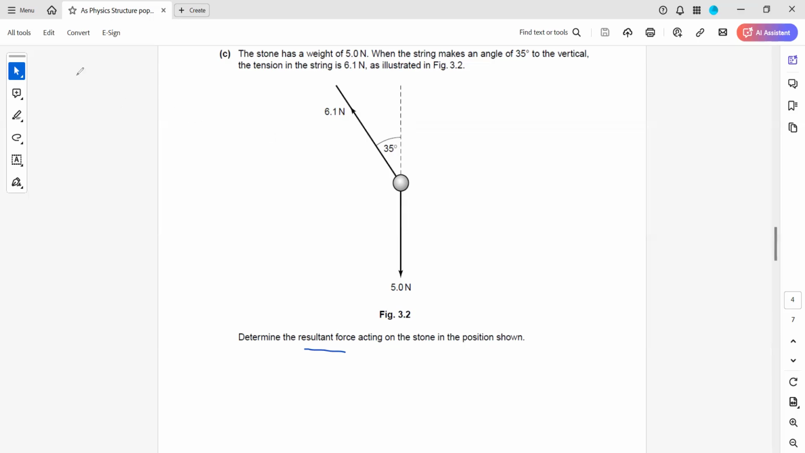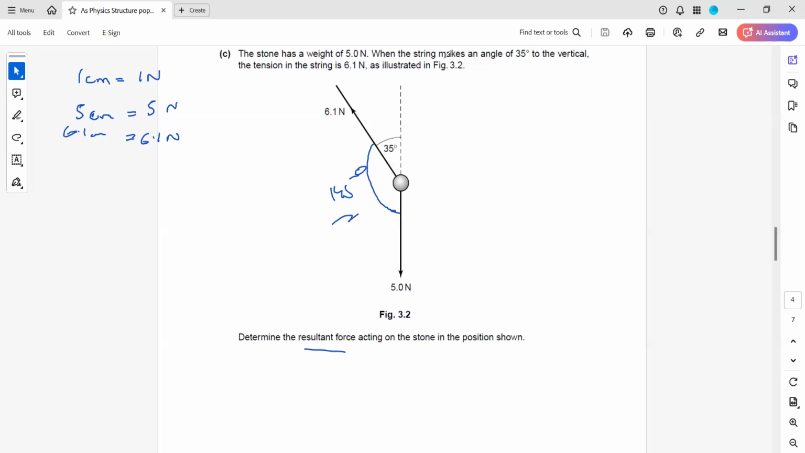So we select a scale. For example, I select 1 centimeter is 1 Newton. So 5 centimeter will be equal to 5 Newtons, and 6.1 Newton will be equal to 6.1 centimeter. What will be this angle between the two vectors? If I use the parallelogram method, I need the angle between the two. So what is this angle? 180 minus 35. So it is 155. Sorry, not 155, 145.